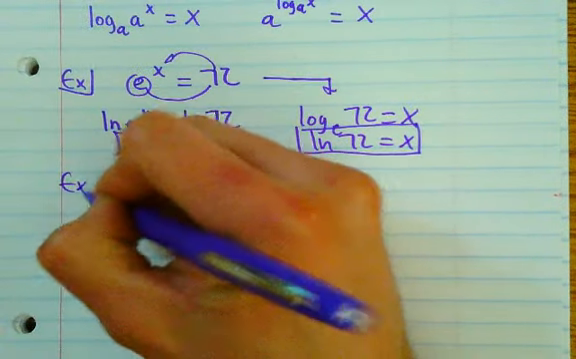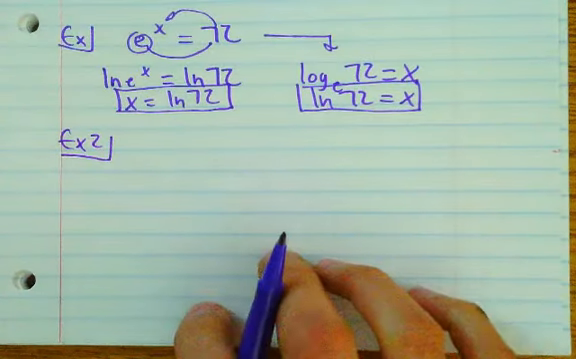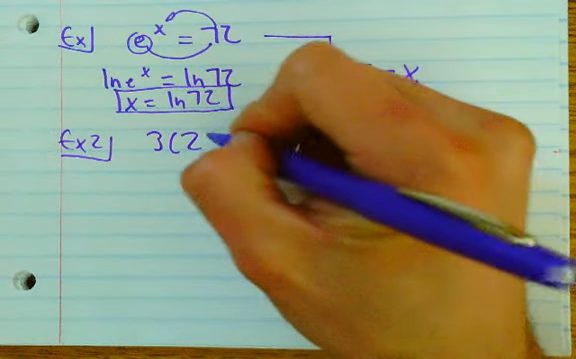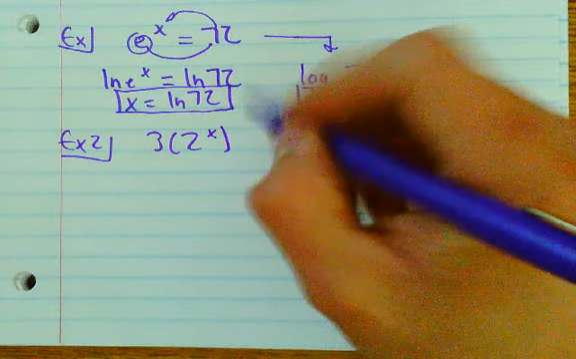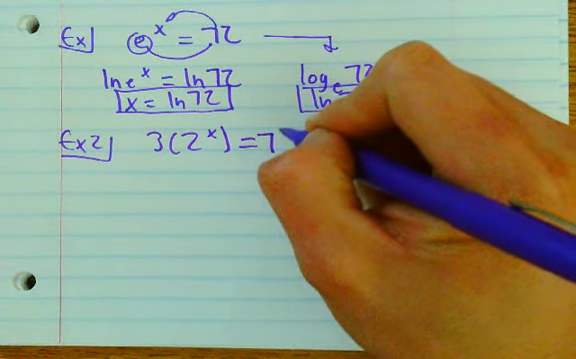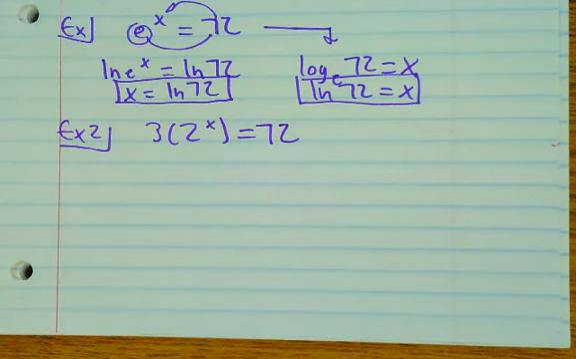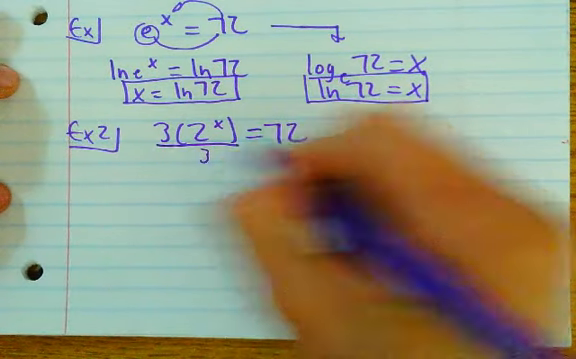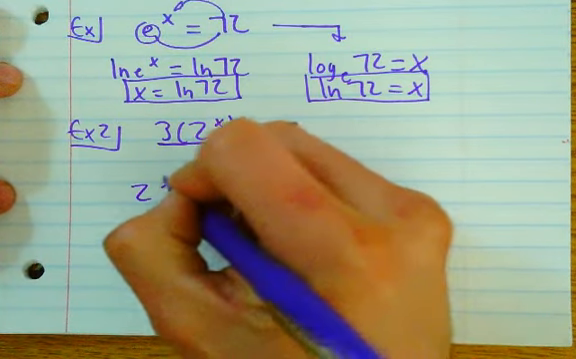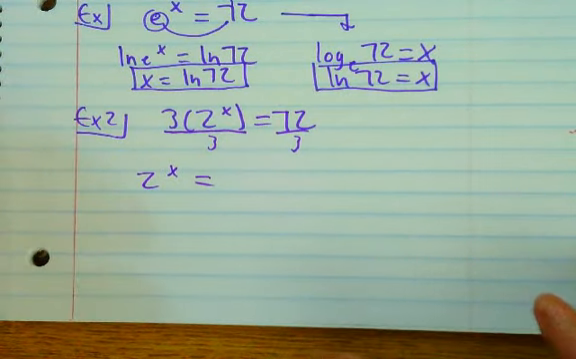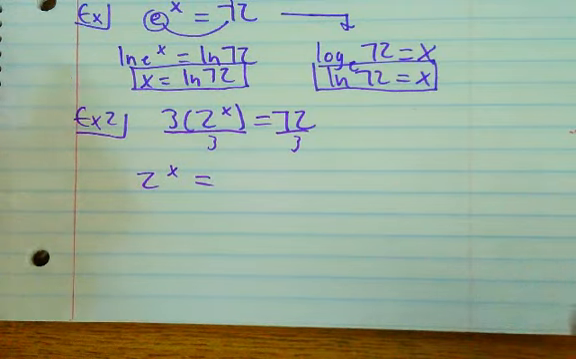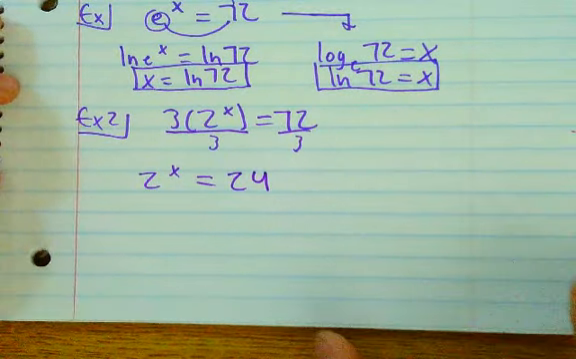Example number 2. 3 times 2 to the x power equals 72. No, let's make it, yeah, why not, 72 again. Okay. Any thoughts? Definitely, your algebra skills should still come into play here. So I'm going to divide by 3. Okay, so 2 to the x is equal to, what's 72 divided by 3? 24. You guys agree? Okay.